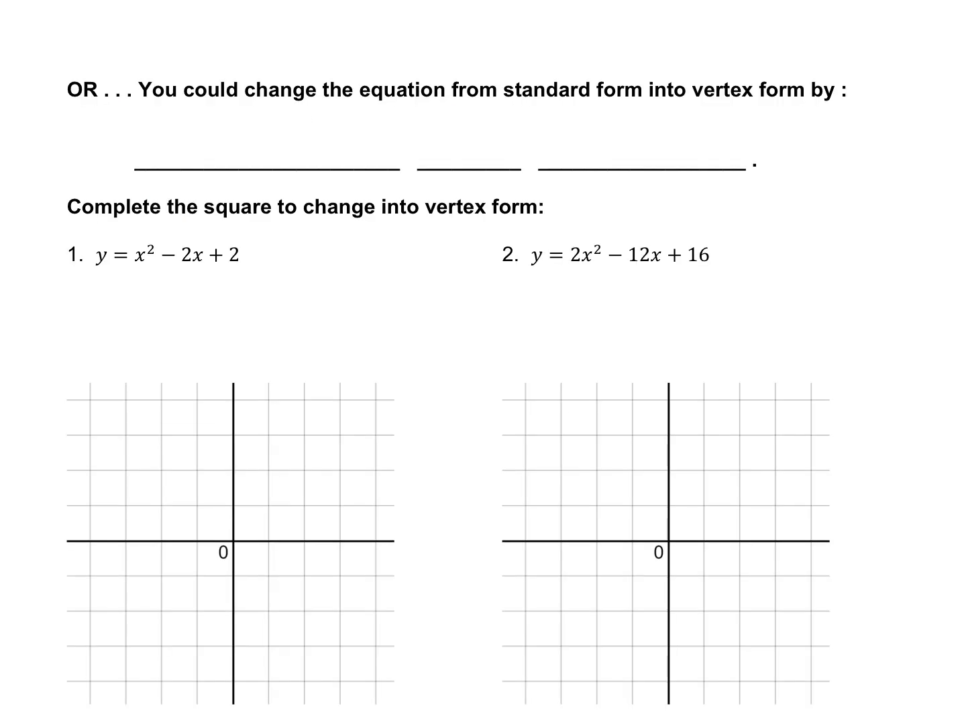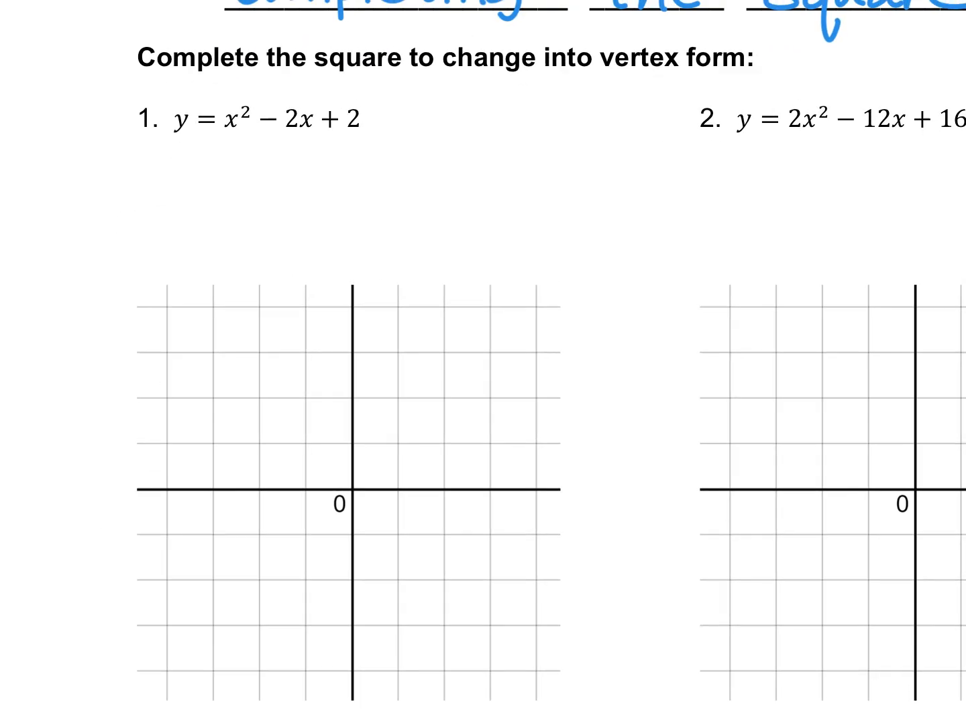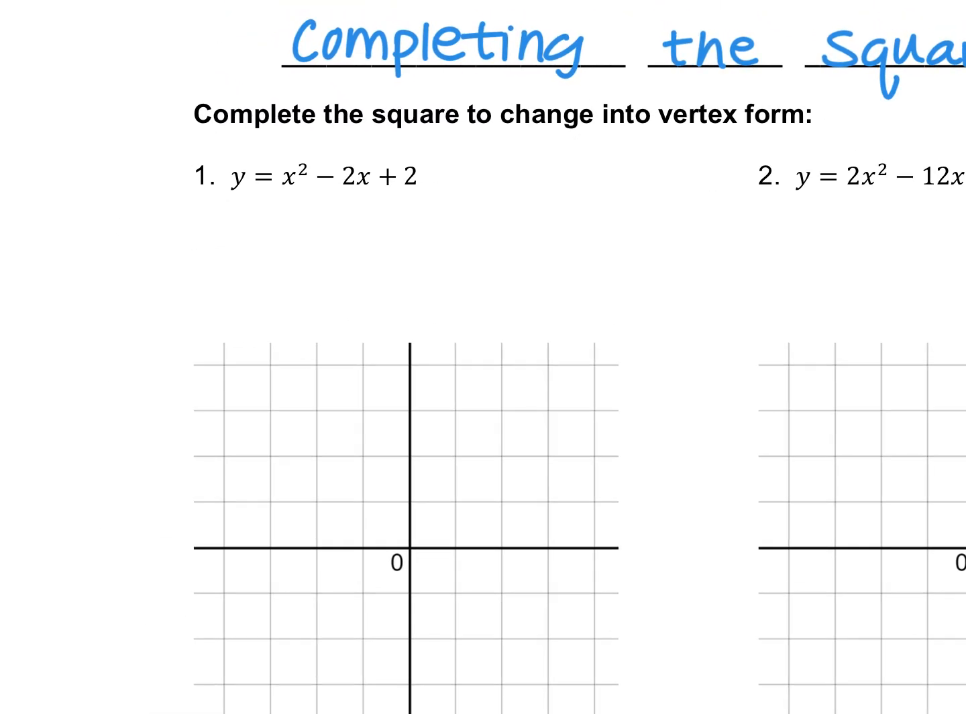So the last part of this lesson is changing from standard form to vertex form. We can do this by doing our favorite thing, completing the square. So what we're going to do is complete the square with our equation. Now, you guys need to lock in for this because it's going to be weird, okay? So you need to pay attention.